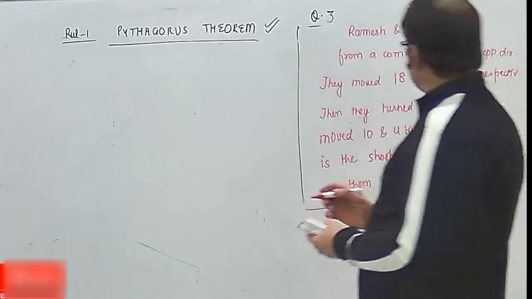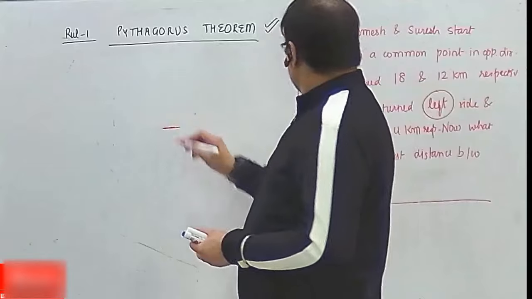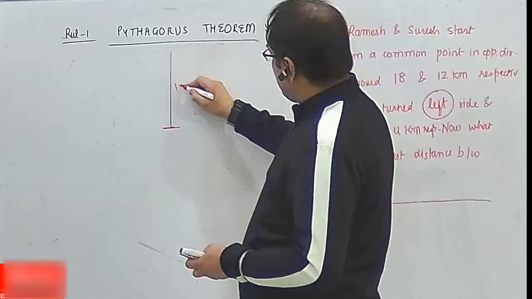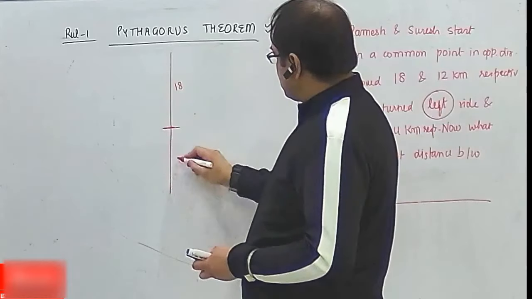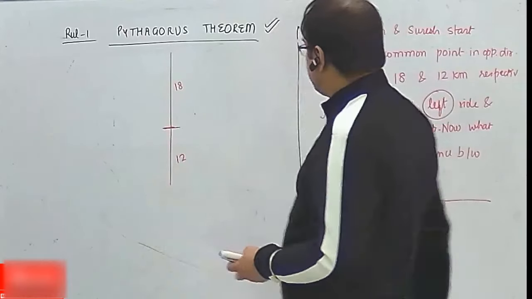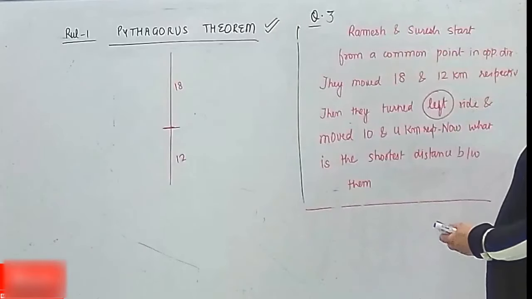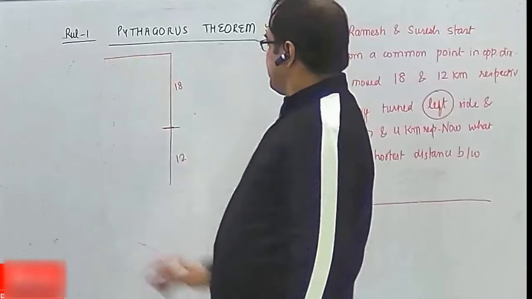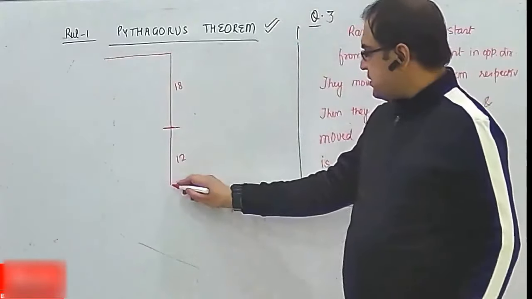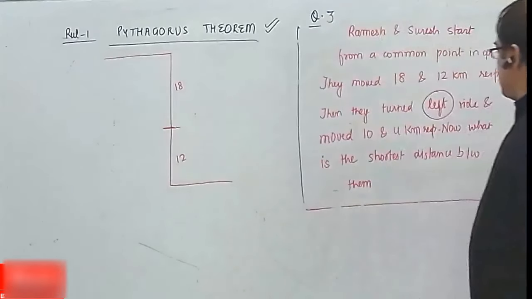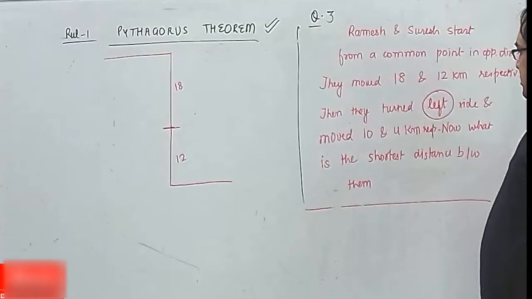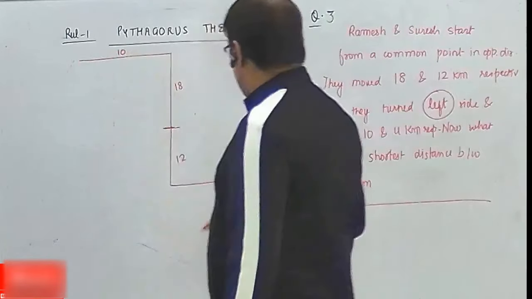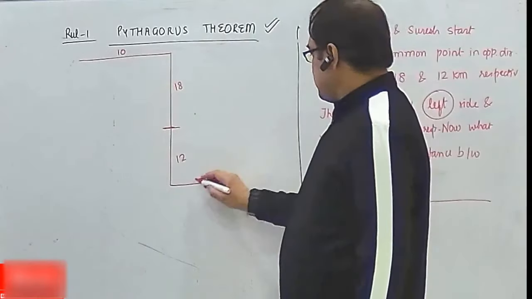Okay, let's see the diagram first. This is the starting point. Ramesh moves 18, Suresh moves 12. Then they turned left. This is the left side. Okay, they turned left and moved. He moves 10 kilometers and he moves 4 kilometers.